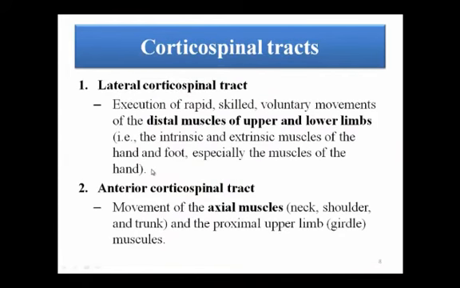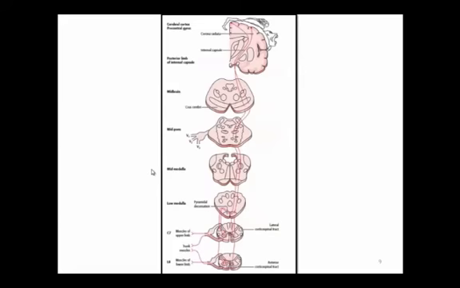We have two types of corticospinal tract: lateral and anterior. Lateral is responsible for movement of distal muscles of the upper and lower limb. That means any intrinsic and extrinsic muscle of the hand and foot, especially muscles of the hand, is the responsibility of the lateral corticospinal tract. And the anterior is responsible for movement of axial muscles, which are the neck, shoulder and trunk, and the proximal upper limb muscles.